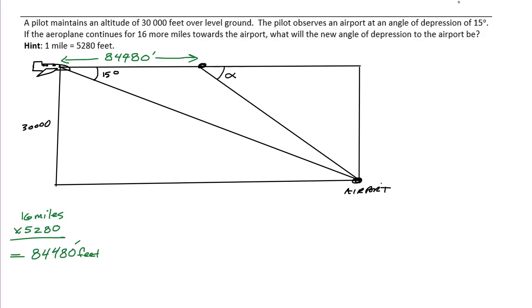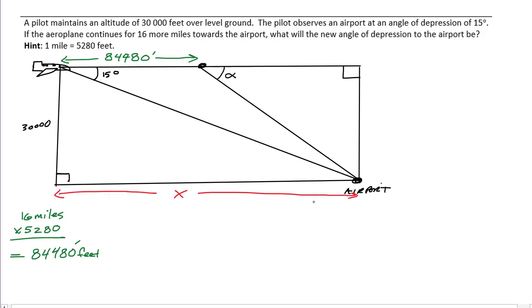Now here's the whole trick to the problem. How are we going to solve this? Don't forget, these are right angles. All these corners are right angles. This is a right angle. This is a right angle. The other two corners are right angles. Why don't we start by solving for this length here? I'm going to call this x, this length across here, from there to there.